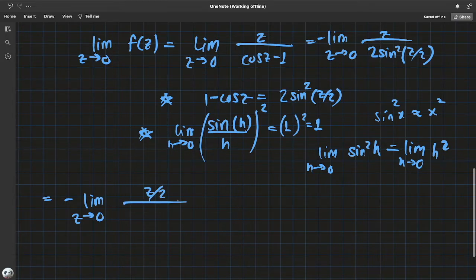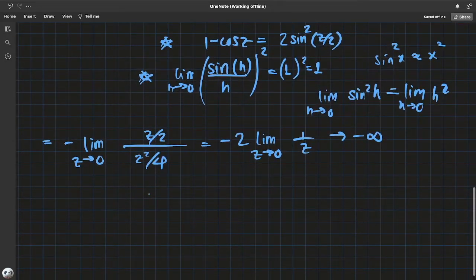We have z over 2 divided by, instead of sine squared z over 2, z over 2 the entire thing squared, which is basically z squared over 4. Notice we have negative 2, limit as z goes to 0 of 1 over z. This clearly diverges to negative infinity, taking of course the positive direction first into consideration. So it is a singularity. Well, we know that. Great, good job.